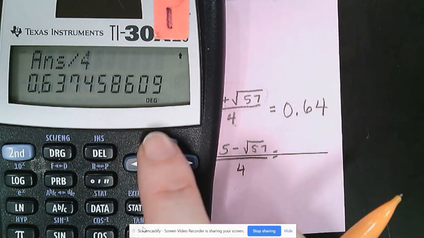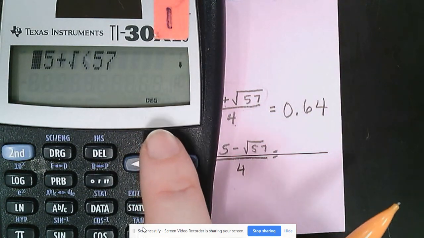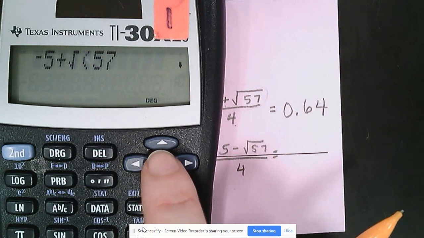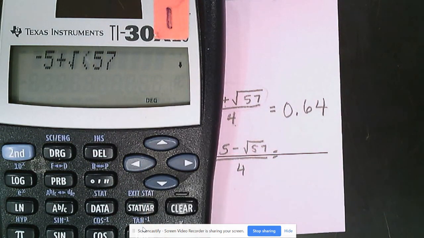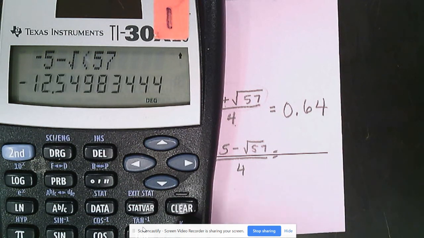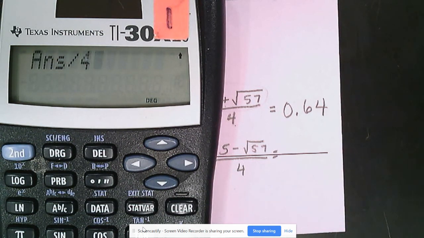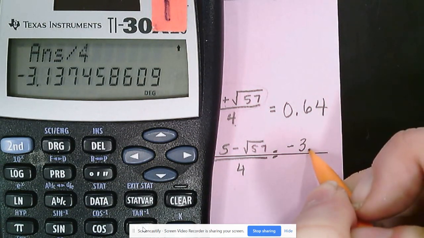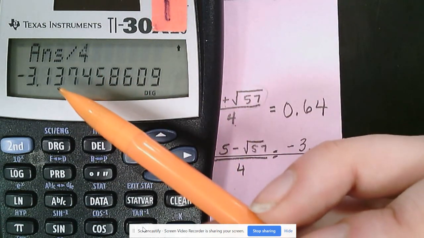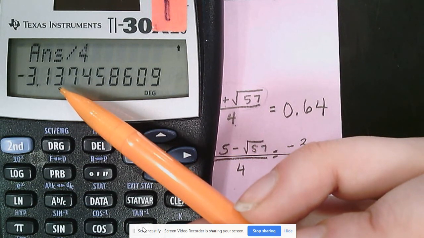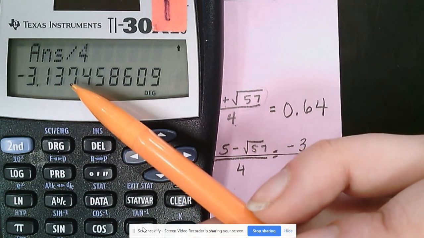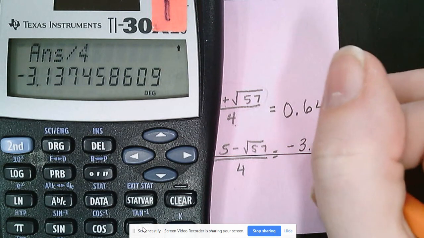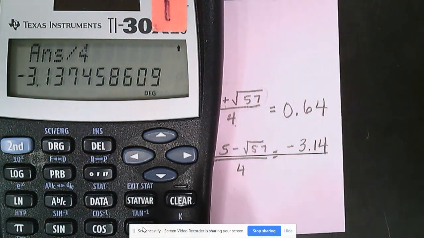Okay, so I'm going to do the exact same thing again, but I'm going to do it with the subtraction sign. So -5 minus the square root of 57, press the equal, and then I'm going to divide by 4. All right, so again, I'm rounding to the hundredths. So I'm looking at the hundredths place. It's a 3, but the number next to it is 5 or above. So this is going to get shoved up to a 4.